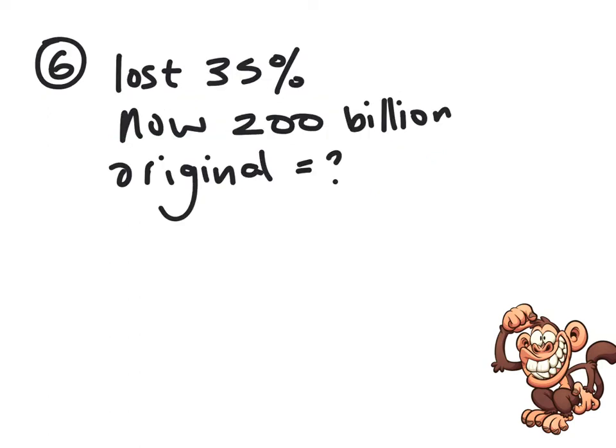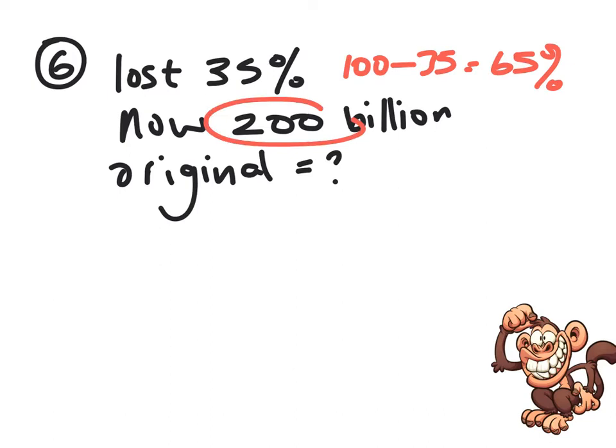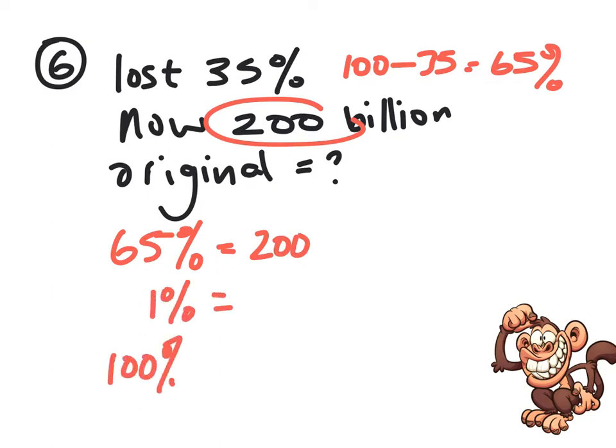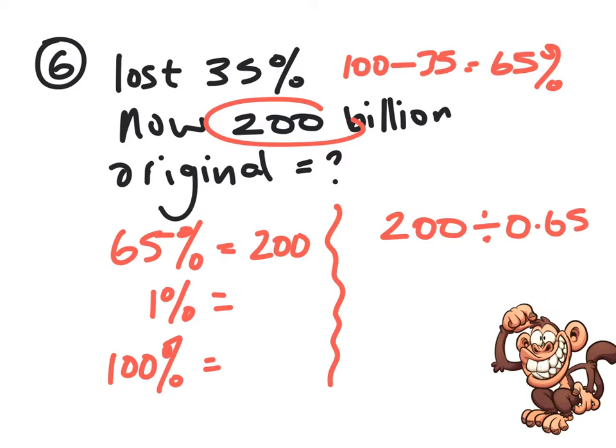Question 6, percentage lost is 35%, so that's 100 take away 35, 65%. It is now 200 billion, forget the billion, just the 200 we're going to concentrate on. What was the original? So we know that 65% is equal to 200, so you can work out what 1% is, so you can then work out 100%. Or if you do it the other way, because it's a reverse percentage, it's a divide question, so it's going to be 200 divided by 0.65, whichever you prefer.